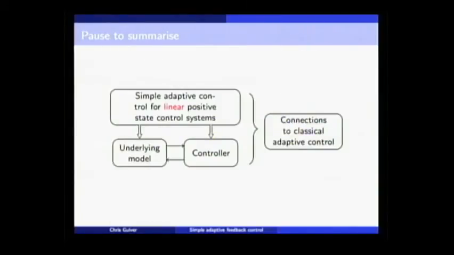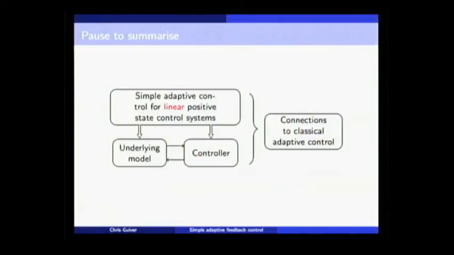So just pause, summarize. I've presented a simple adaptive controller for linear positive systems. There are many ways you could extend this or many things to consider. One is the underlying model: finite dimensional, linear, very simple. You could extend that. The other is the controller. What are you trying to achieve? And then, less relevant for this talk, there are connections to classical adaptive control. We're not completely reinventing the wheel, so we're mindful of those. So I'm briefly going to mention how both of these can be extended.